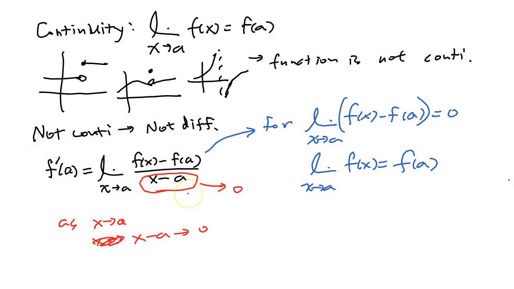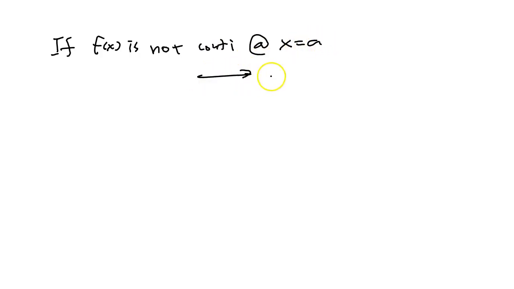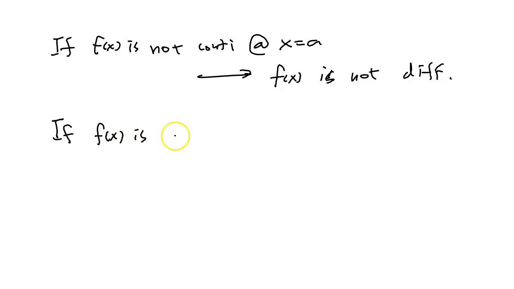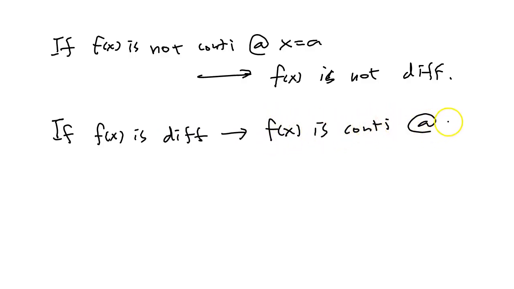Okay. So let me summarize this argument here. If f of x is not continuous at x equal to a, then f of x is not differentiable. If f of x is differentiable, then f of x is continuous at x equal to a.